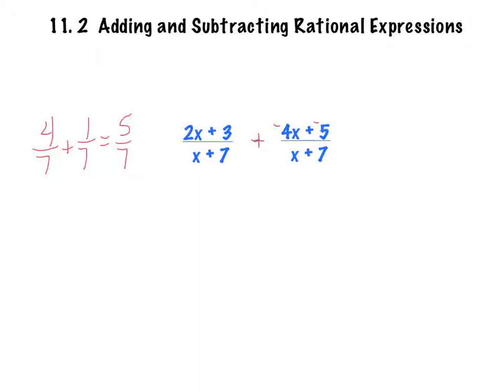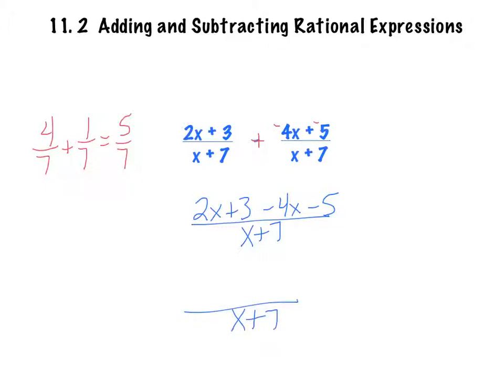All right, so then what I end up with is an x plus 7 for a common denominator over 2x plus 3 minus 4x minus 5. And then I combine my like terms on the top. The denominator stays the same. I have a 2x with a negative 4x. That'll get me negative 2x. I have a 3 and a minus 5. That's a minus 2.